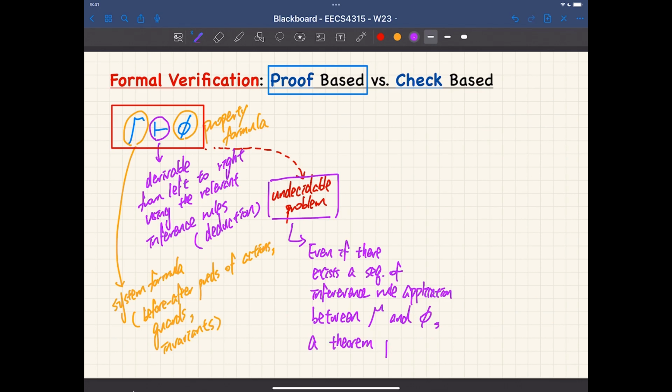A theorem prover cannot always find it, because to really get from here to here, you have to take different branches, different decisions at each point. If you take the wrong one, of course, it's going to lead you to some dead end. So that's why manual intervention will be necessary in that case to really help.